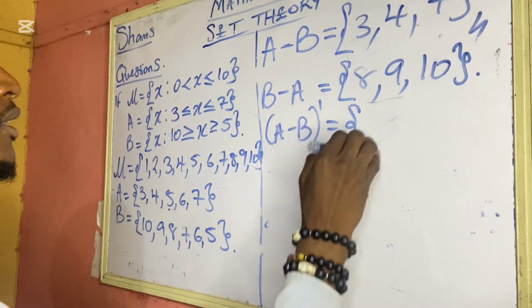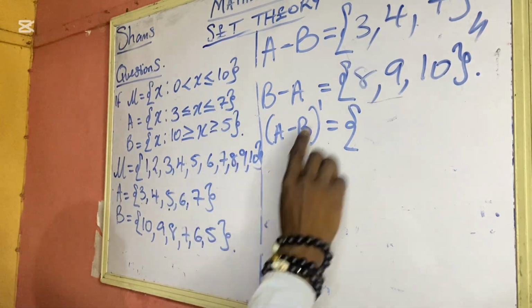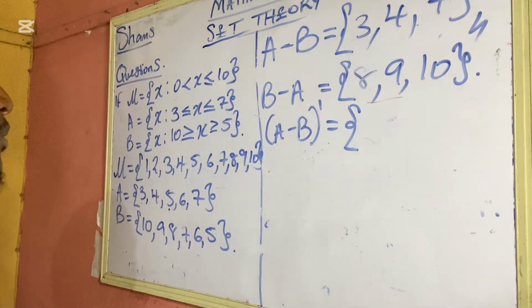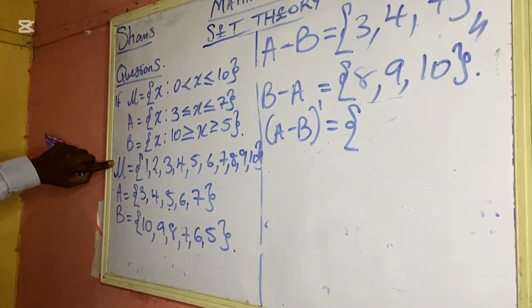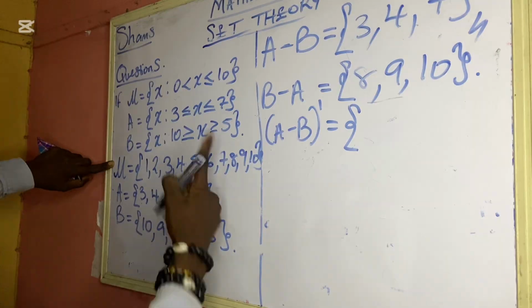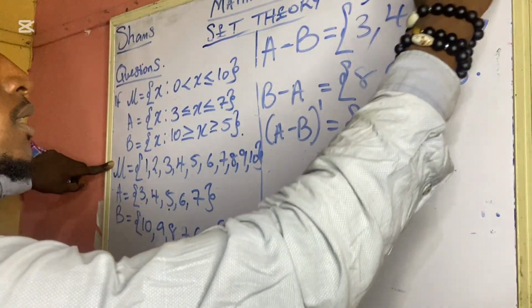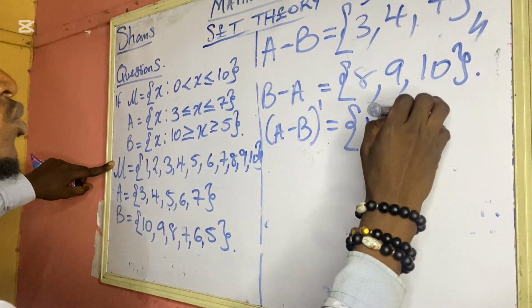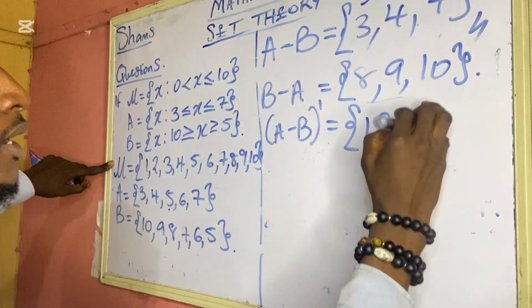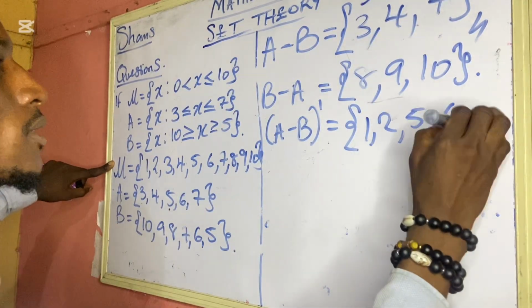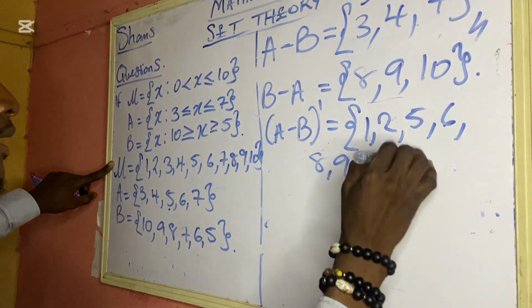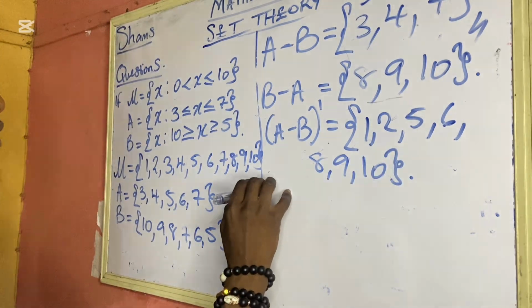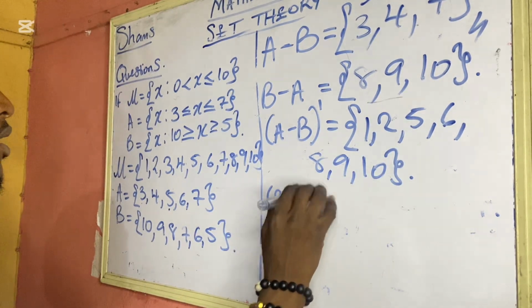That's very easy. Check something. We have said A minus B is 3, 4, 7. That means A minus B complement is what? Coming to the universal set, I'm going to write everything down, but without what? 3, 4, 7. And that's what? 1, 2. 3 is there, I will not write it. 4 is there, I will not write it. 5, 6. 7 is there, I will not write it. 8, 9, and 10. Now, go and try B minus A complement.